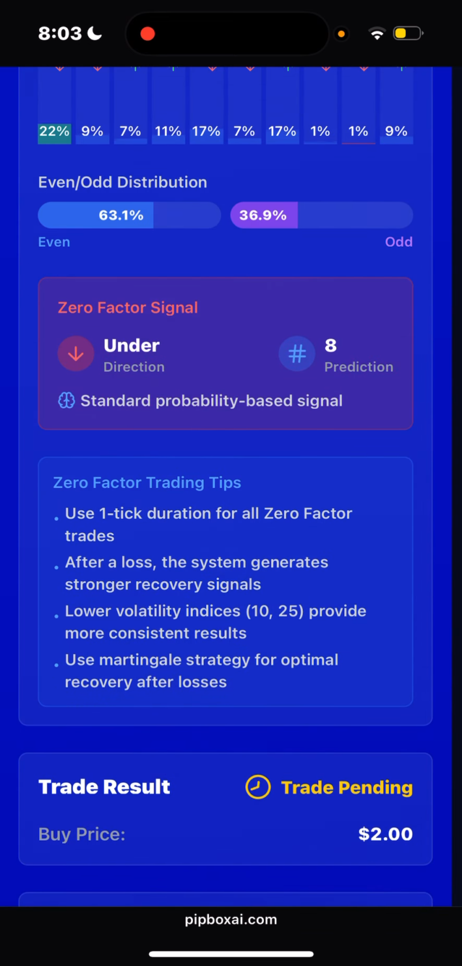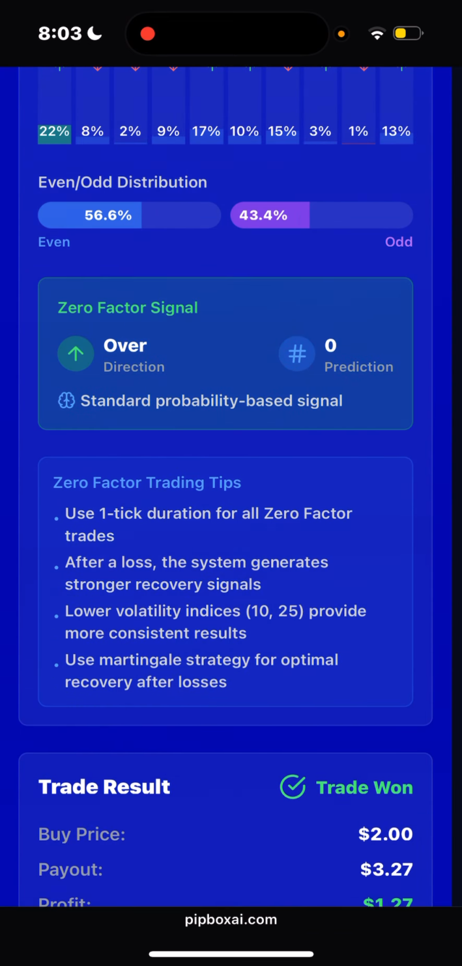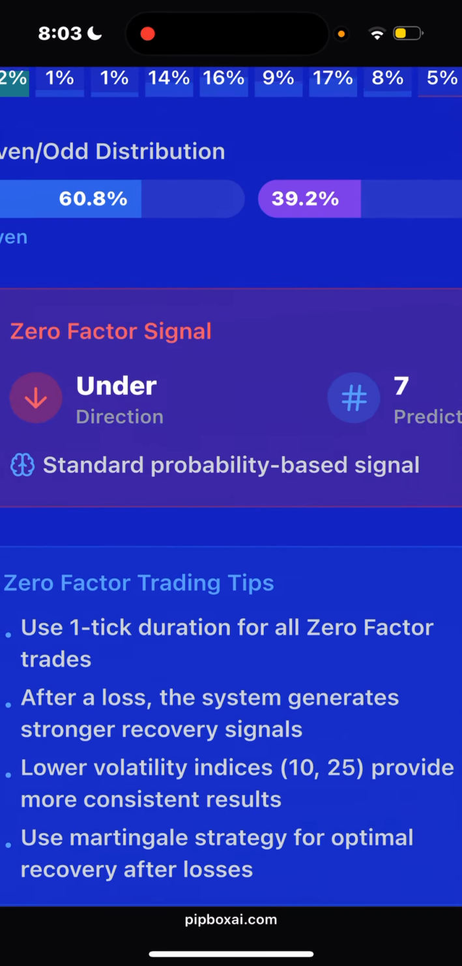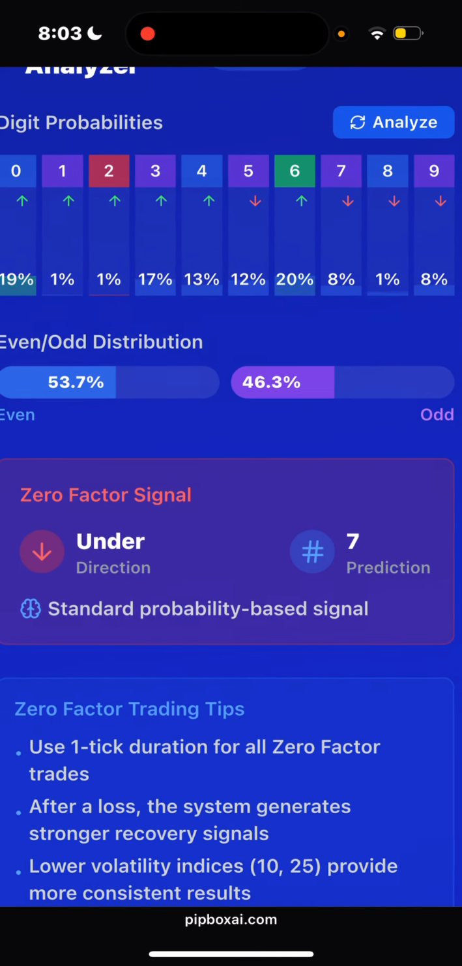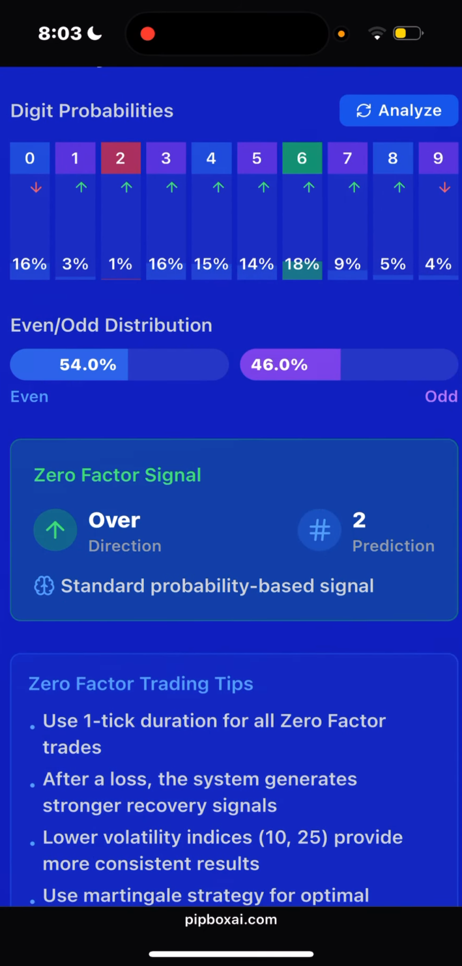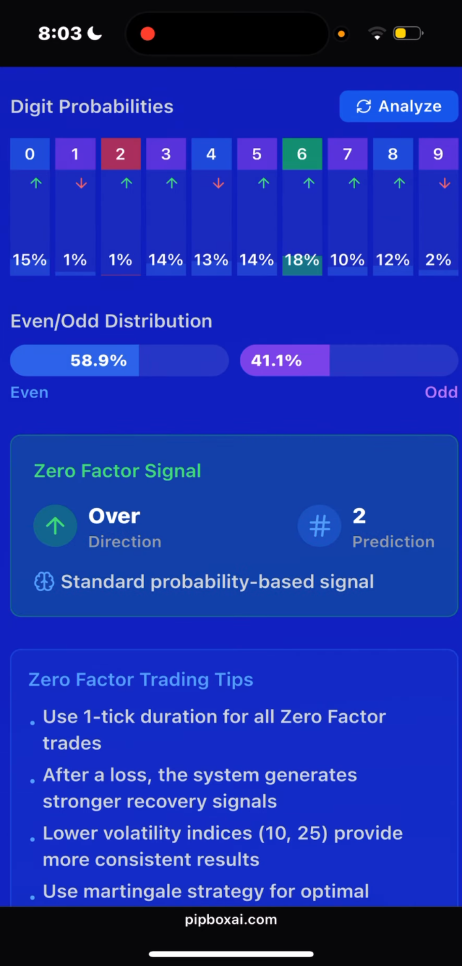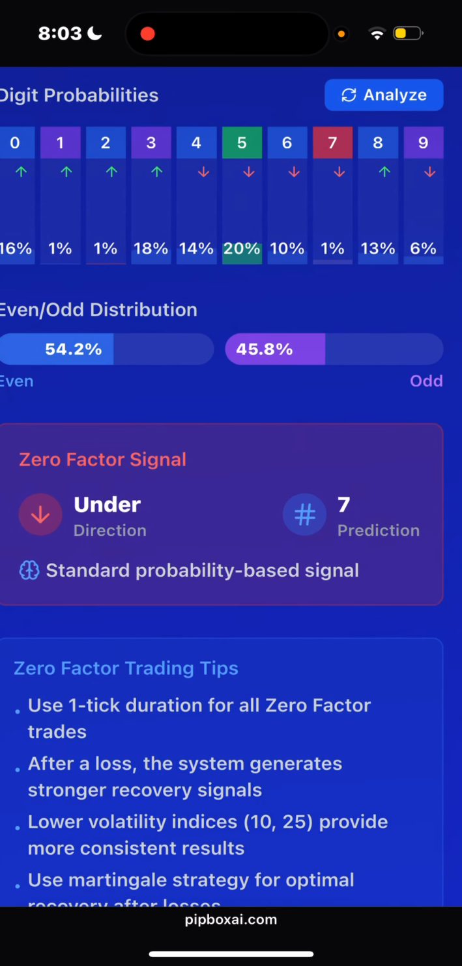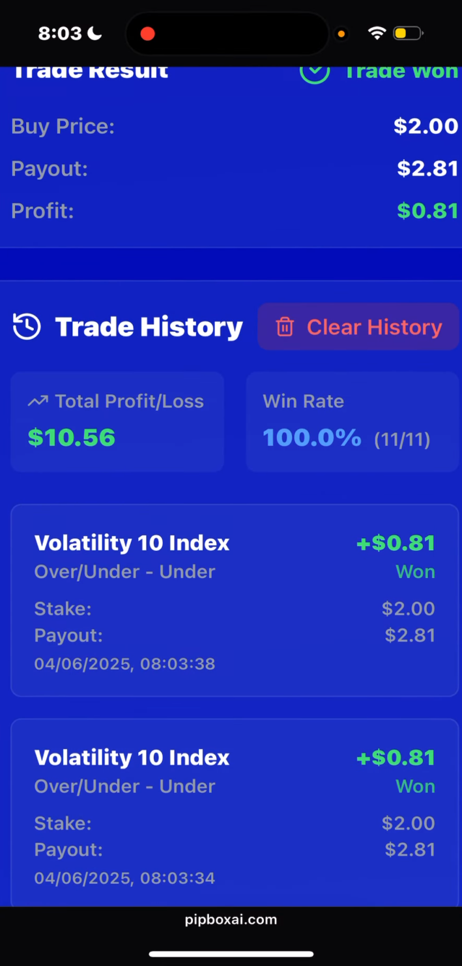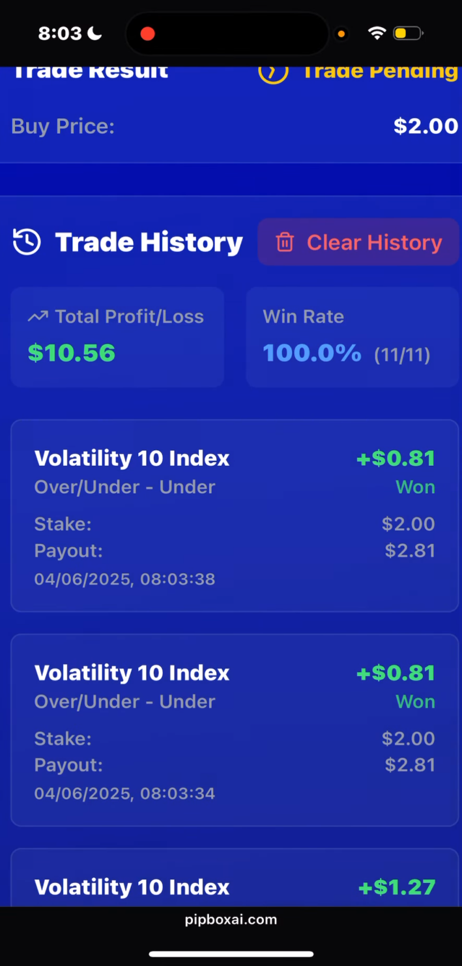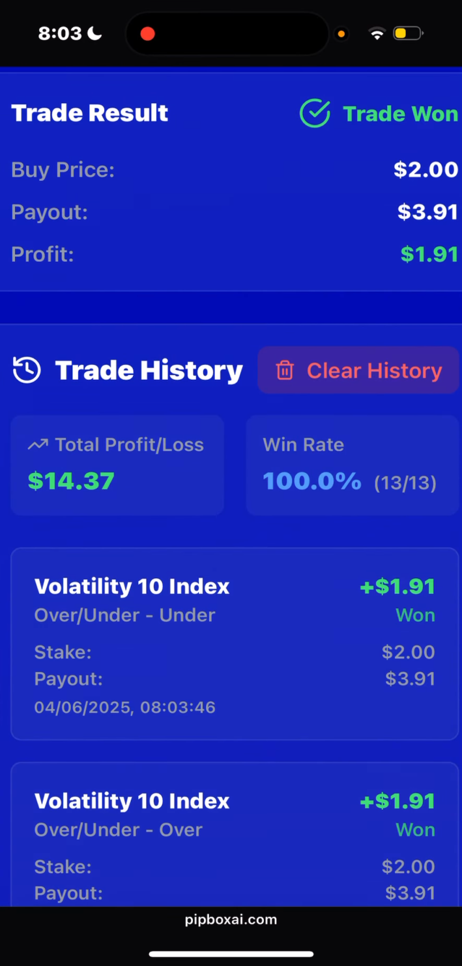So zero factor has kicked in with the standard base probability. You guys can see the analysis that zero factor does here. So it's over under 7. Everything being done, or all the signals being provided, you can just watch them under the zero factor signal window. It's pretty easy, so you can check out how everything is going. We're now at 10 USD in total profits. Not total profit, I'm referring to the profit for this run.